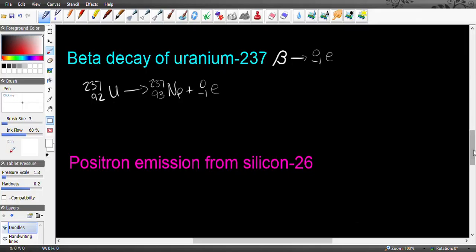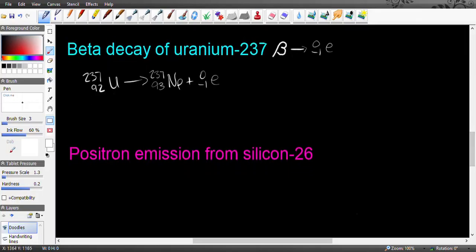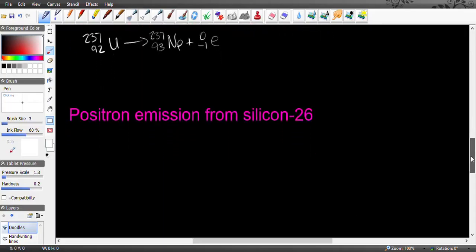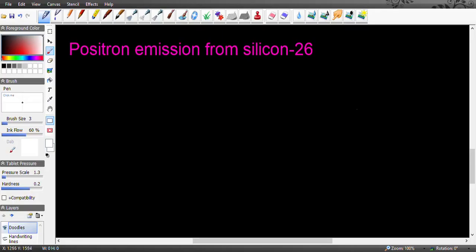We could do this for anything that undergoes beta decay. What's going to happen is this number is going to go up by 1, and you're going to produce a beta particle. That's the only change with beta decay. Positron emission. This is like beta decay, only different. So with a positron, you're going to produce 0, +1, E. This is an antiparticle. These things are really interesting.